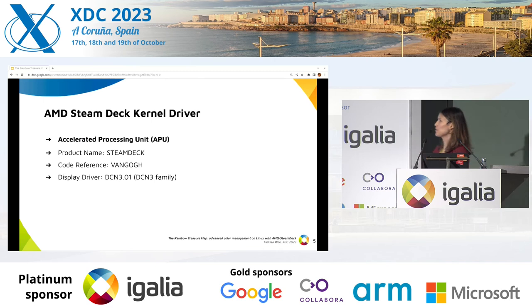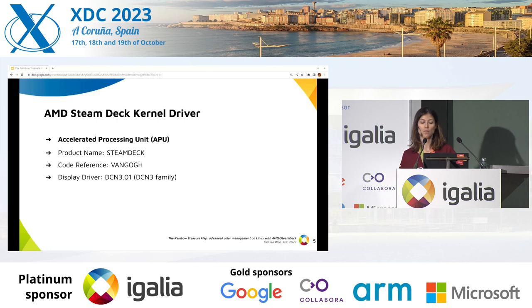So, AMD frequently releases new GPU and APU generations, and each generation comes with a new DCN version with display hardware improvements. For this work, we use AMD Steam Deck hardware and its kernel driver. As a reference, the Steam Deck is an APU with DCN301 display driver. It's part of the DCN3 family.